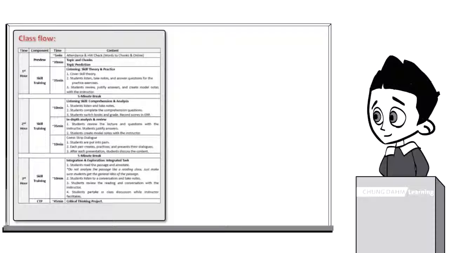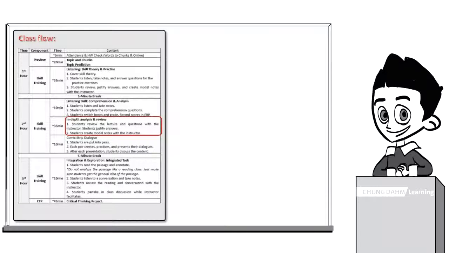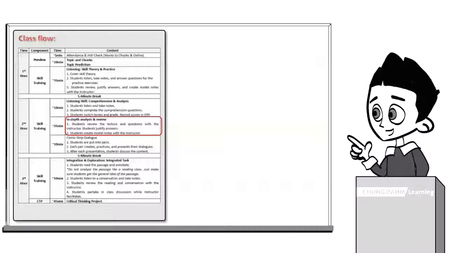In-depth analysis and review is a core component from the skill training portion and takes place immediately after listening skill. This component is broken down into two parts, passage coverage and answer justification. And this video will focus on answer justification. During this component, students review the in-class quiz questions, which helps in developing a problem-solving strategy.